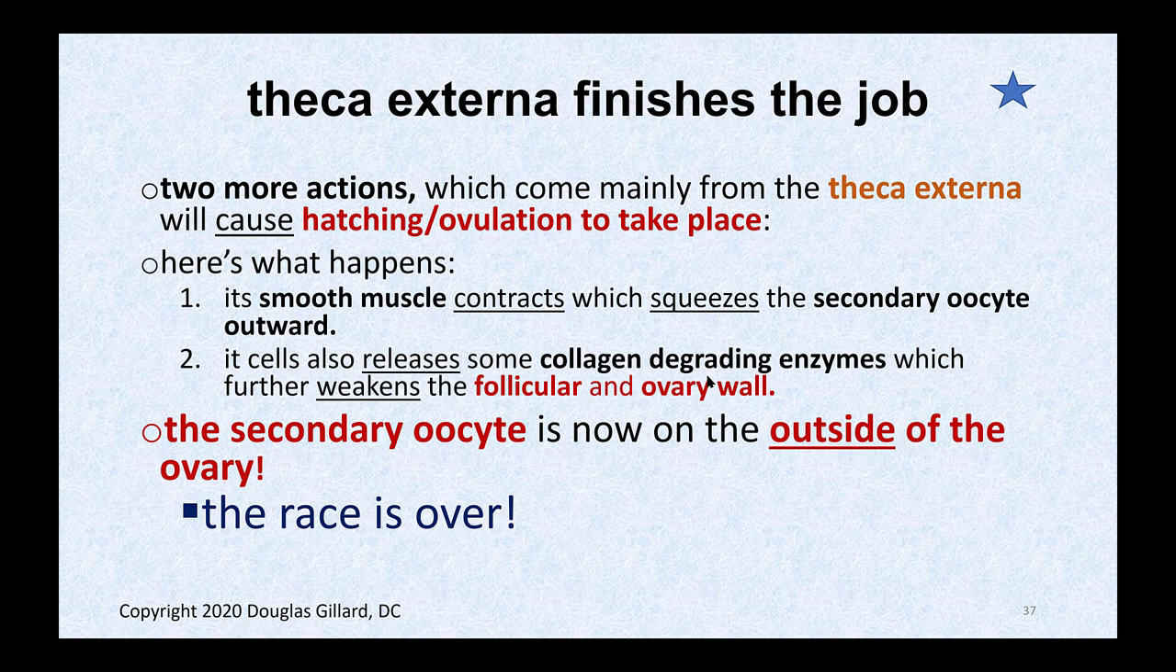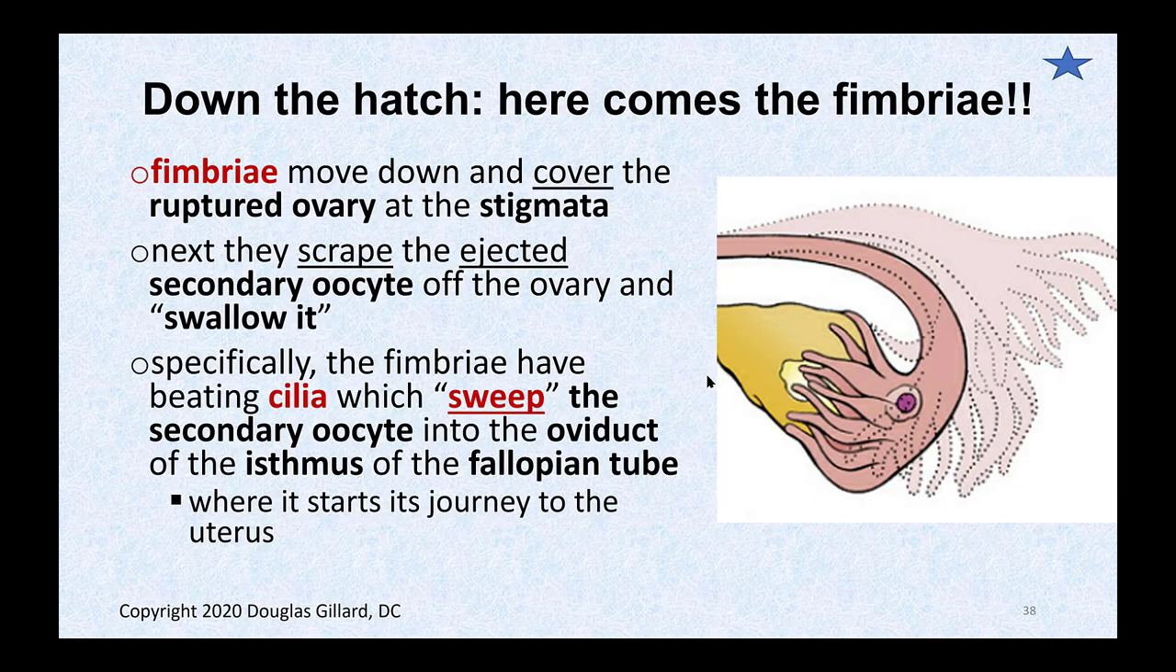All right, so now we've got the secondary oocyte hatched. Ovulation has occurred and the race is over. What happens next? So there is the secondary oocyte. The fimbriae of the fallopian tube will come down over that stigma area, and there are little tiny cilia that will sweep and kind of suck that egg inside the fallopian tube. Sometimes it gets loose though, right? Sometimes you can have an ectopic pregnancy. But most of the time, it's a pretty efficient process. The secondary oocyte gets sucked into the tube by the fimbriae.